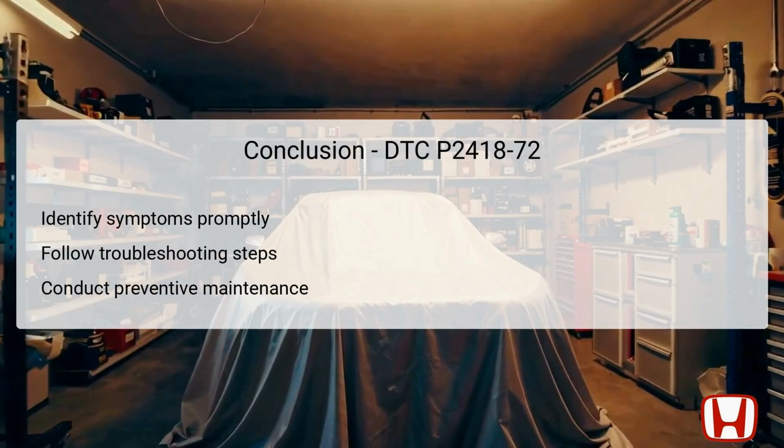In conclusion, the identification and resolution of DTC P2418-72 hinge on a precise understanding of the evaporative emission control system's components and their functions. Recognizing symptoms such as the check engine light and reduced fuel efficiency plays a critical role in ensuring timely intervention. Adhering closely to the outlined troubleshooting steps allows for a systematic approach to diagnosing and addressing the fault, particularly the importance of using the HDS for accurate evaluations.